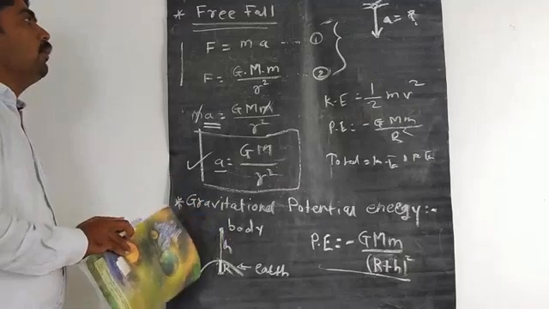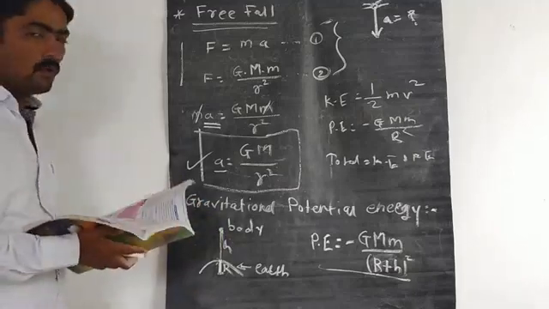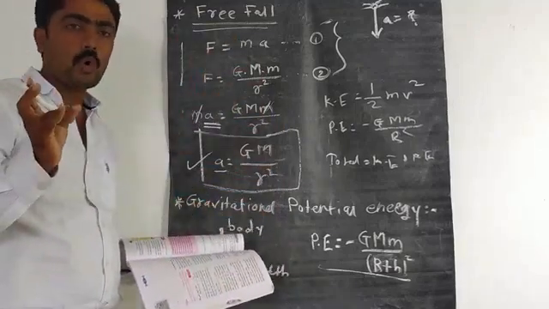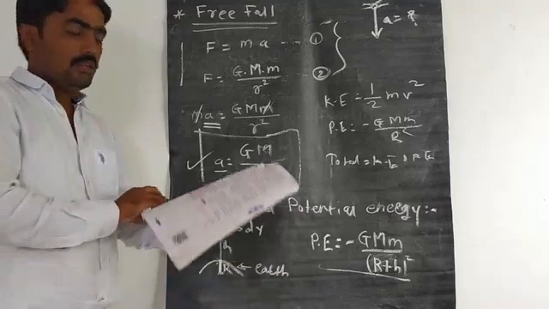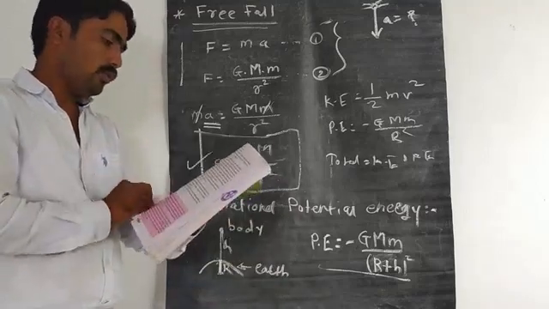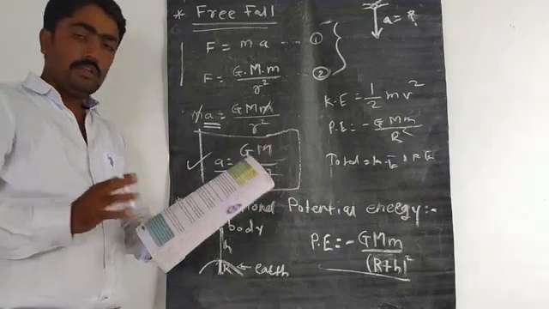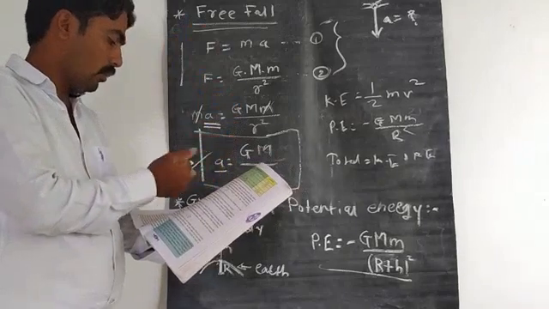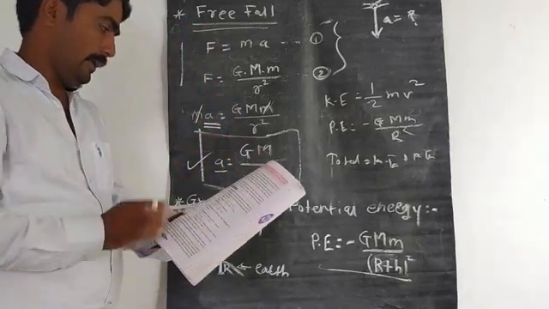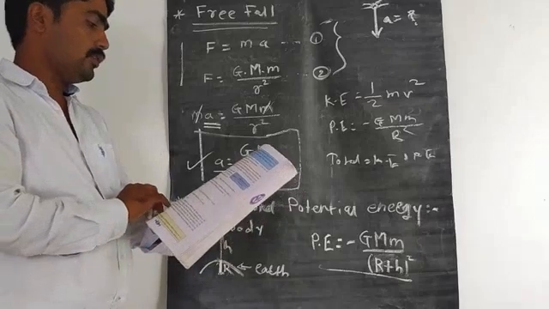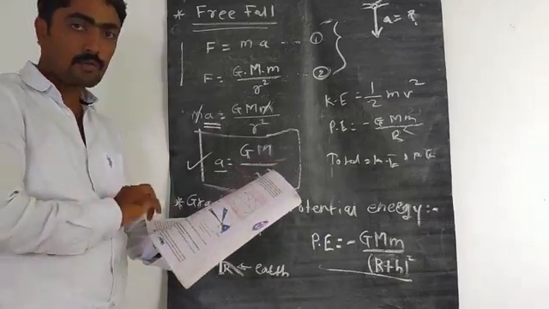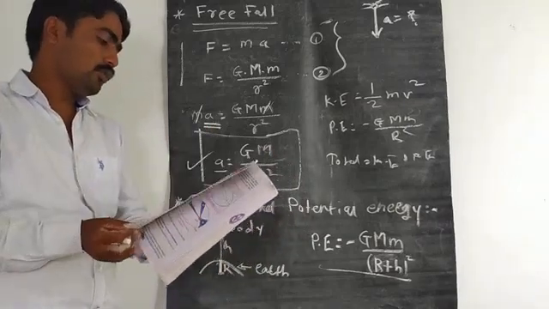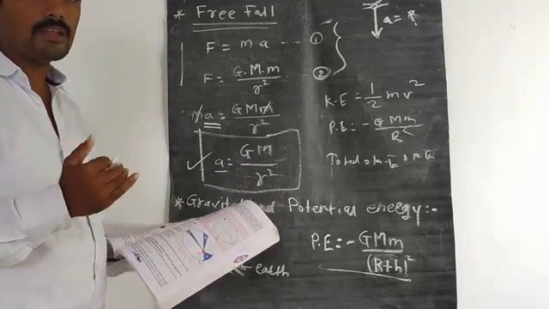See students, now in this chapter we have considered many topics: escape velocity, free fall, gravitational potential energy. Then we have also seen the variation in the value of g. Then we have also seen the earth's gravitational acceleration. In free fall we found the formula of acceleration. Then we also have seen Newton's universal law of gravitation. Kepler's three laws you must definitely study. Circular motion, centripetal force and the definition of gravitation.